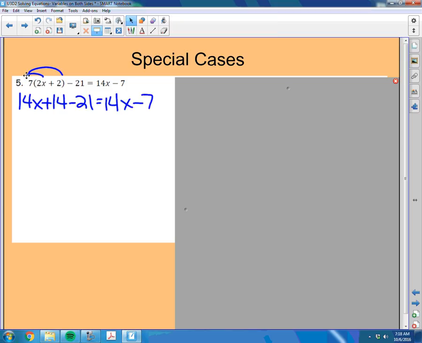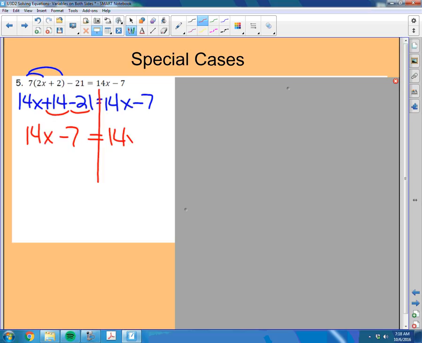Now, when you end up with like terms on one side, you want to combine those like terms first. So you end up with 14x minus 7 equals 14x minus 7. Now, you'll notice that looks a little bit unusual, but let's go ahead and move our variables. I always move variables first. So you subtract 14x from both sides, and what happens to the x term on both sides? They both go away, leaving you with negative 7 equals negative 7.